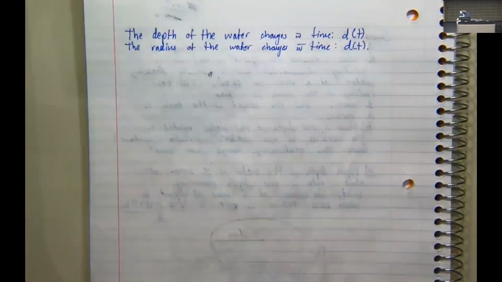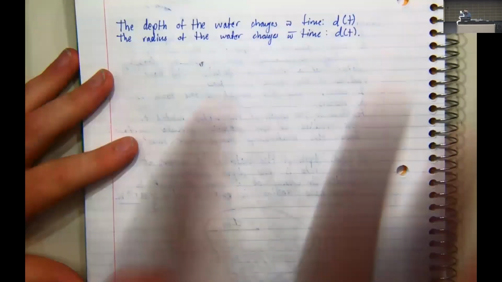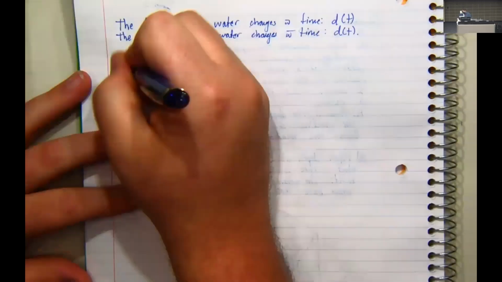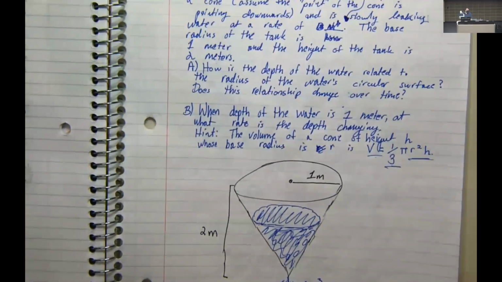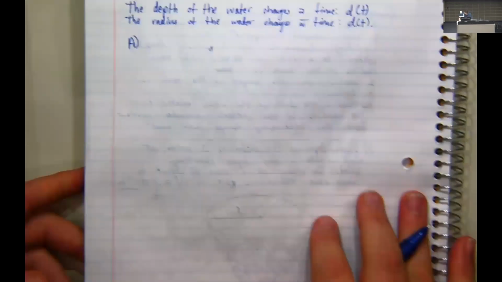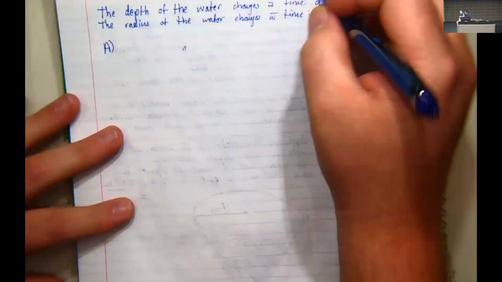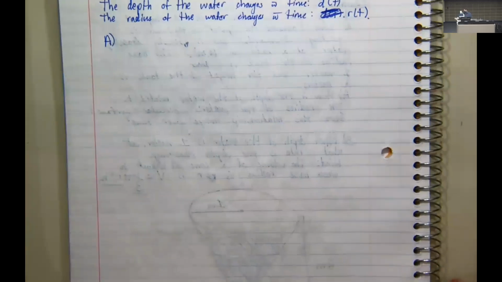And so we know we can look at a side profile of the cone. This is the solution of part A. So let me just write that. Part A, once again, is how is the depth of the water related to the radius of the water's circular surface? R of t. Thank you. Okay. So how does the depth relate to the radius of the circular surface?